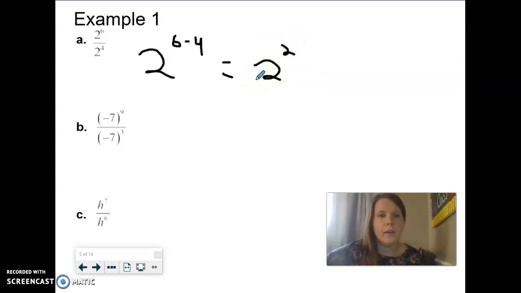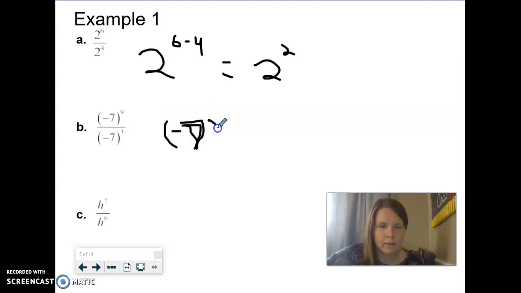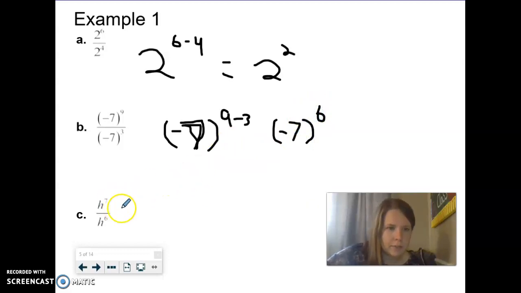Your next one, the bases are the same, so the rule applies. So -7 is my base. Sorry, guys, let me make sure I write the -7 better. You're going to take 9 minus 3, so ultimately you're going to have -7 to the 6. You're just subtracting those exponents.